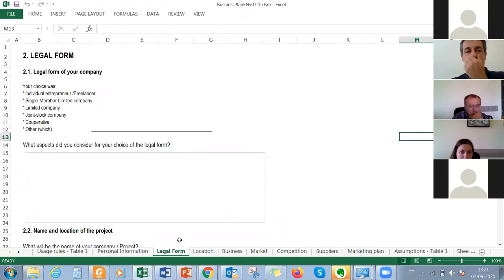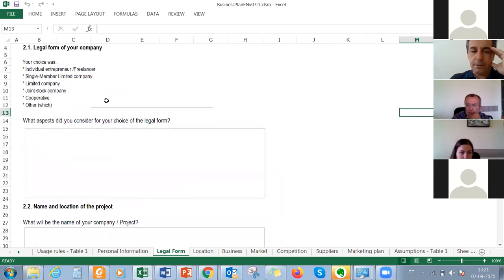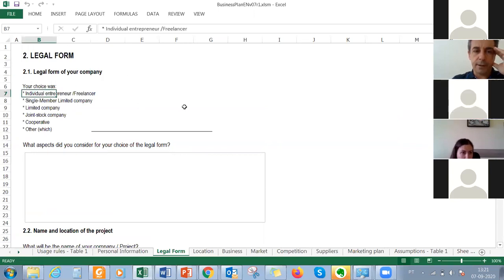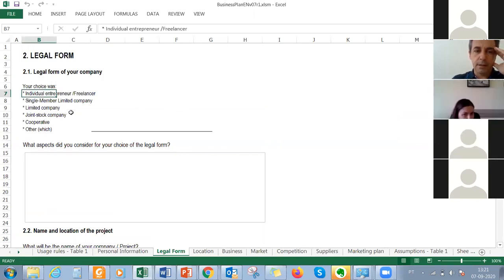So the company, what is the legal form that the company will have? This could be not so relevant, but anyway, if it's an individual freelancer business, if it is a limited company, if it is a cooperative, so different types of organizing a company. It depends a bit on different countries. It's true.